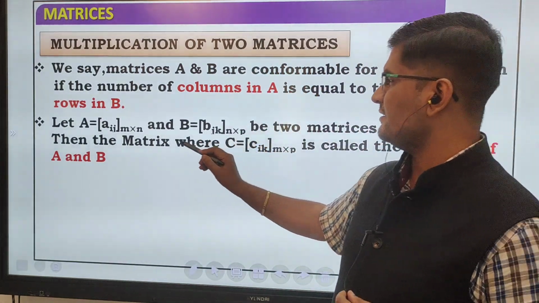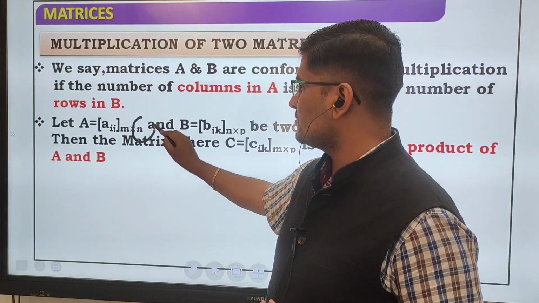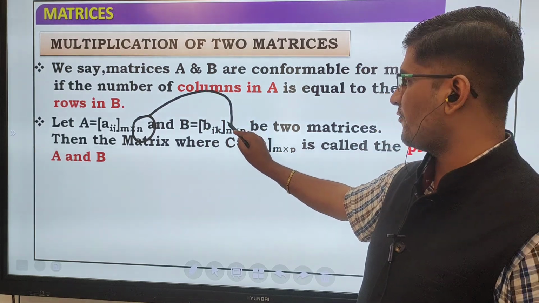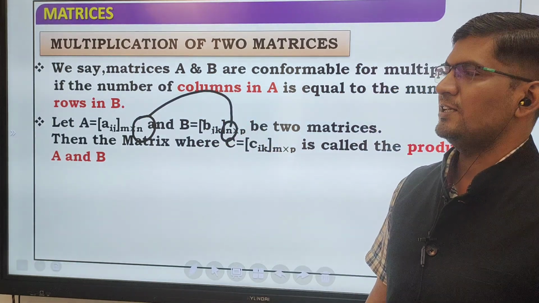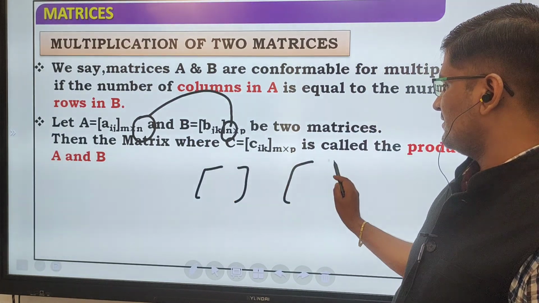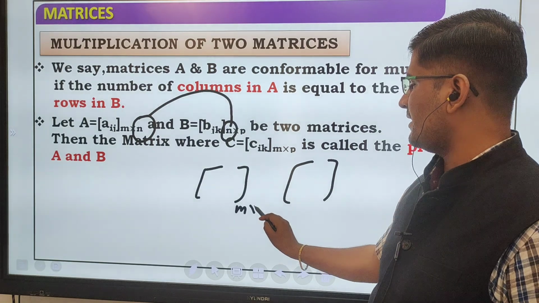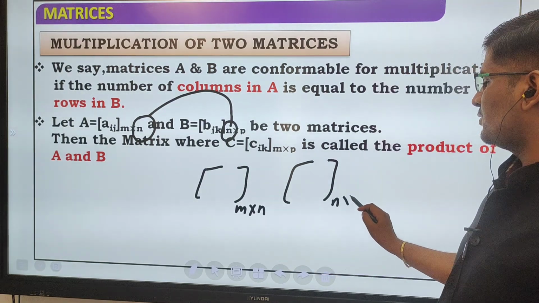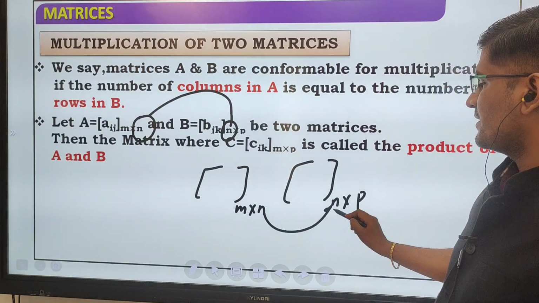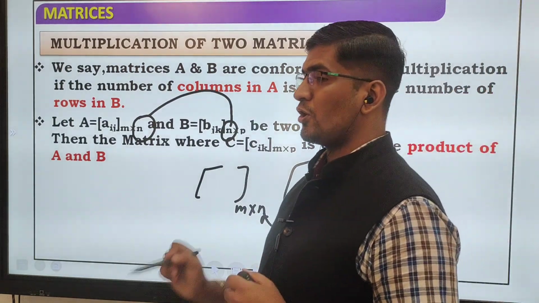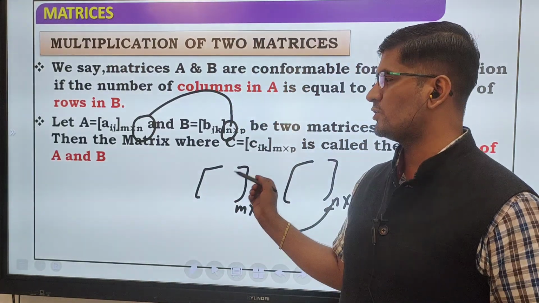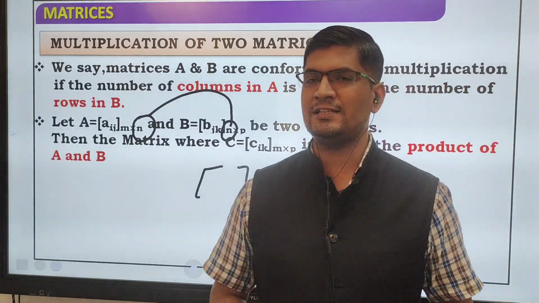So what is the condition? The number of columns of the first matrix must be equal to the number of rows of the second matrix. For example, if m into n is written here, then here it should be n into p, irrespective of the columns of the second matrix. This must be equal. Then the multiplication will be possible.